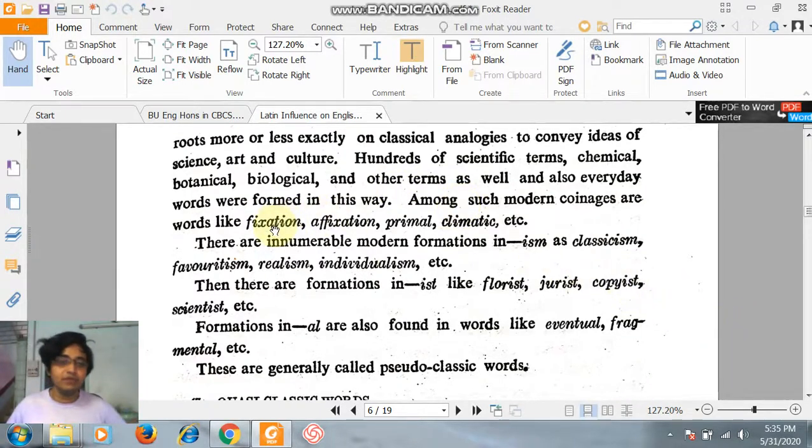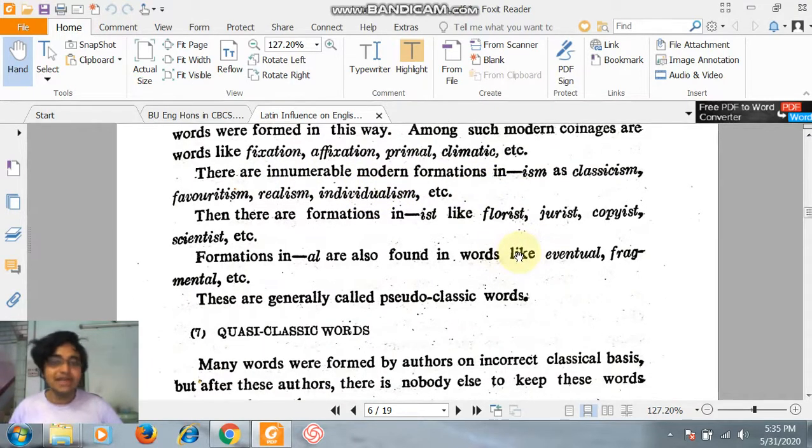As for example, words like fixation, affixation, primal, climactic, as well as innumerable modern formations in -ism like classicism, favoritism, realism, individualism have been derived from Latin words. Then, of course, the formations ending with -ist, like florist, jurist, copyist, scientist have been derived from Latin. Formations ending with -al.